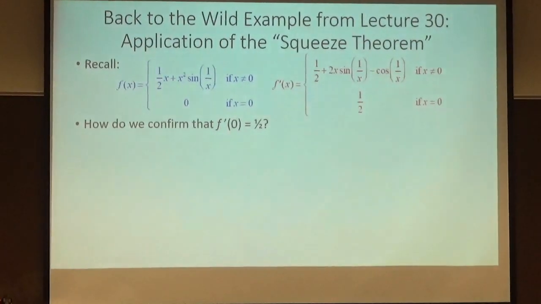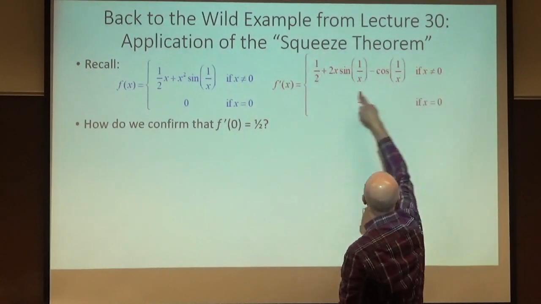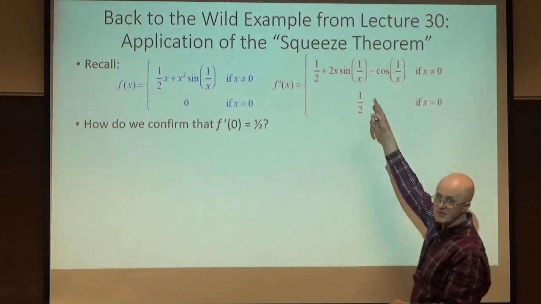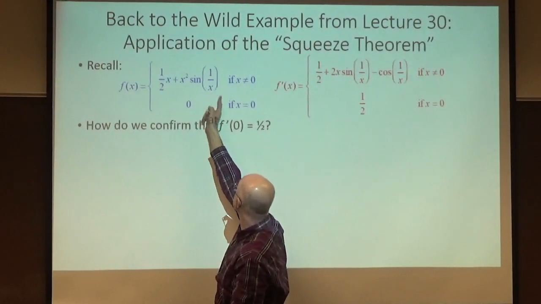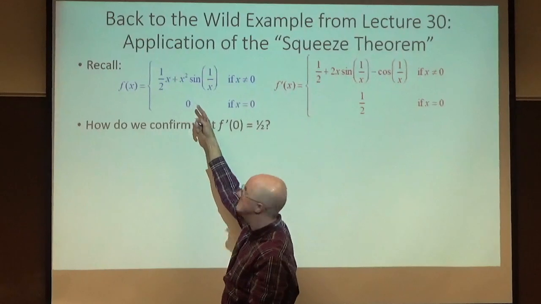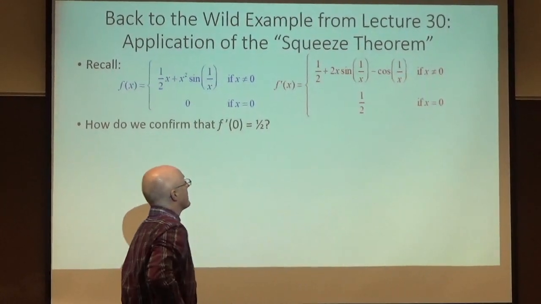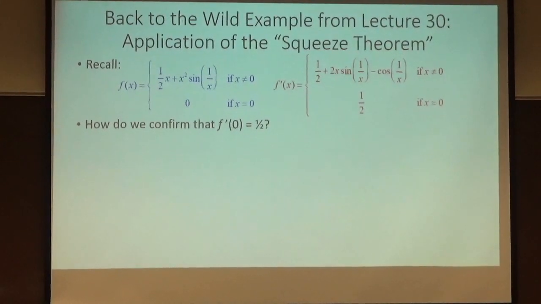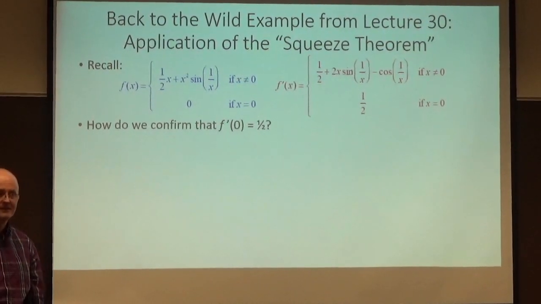But how do you confirm f prime of 0 is 1/2? Last Monday we did confirm that f prime of x, when x is not 0, equals this. You should be able to check that. Derivative of 1/2 x is just 1/2. The derivative of this can be found with the product rule and the chain rule as well, and it simplifies to the top there. But why do we know when x is 0 that f prime of 0 is 1/2? You have to go back to the limit definition of the derivative. So this is review as well.